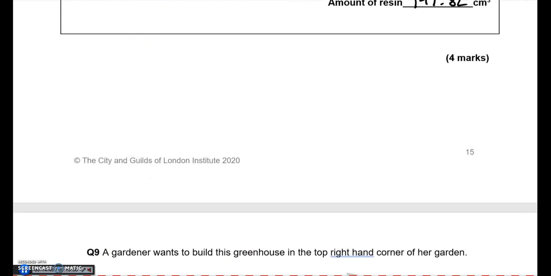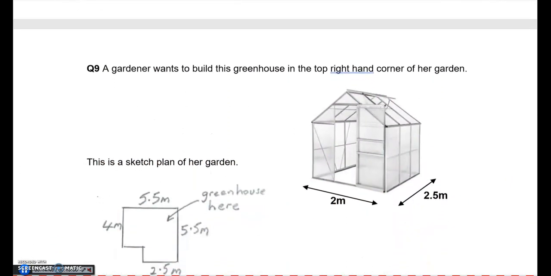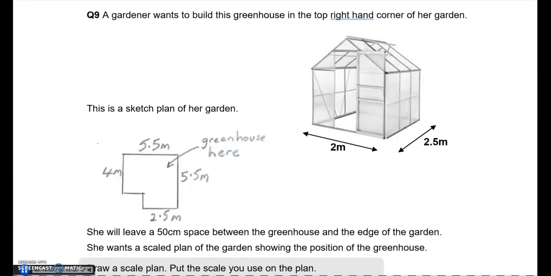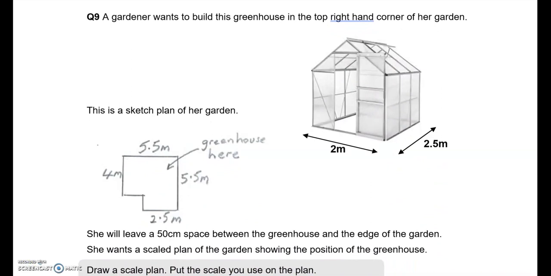Moving on to question 9. A gardener wants to build this greenhouse in the top right-hand corner of her garden. This is a sketch plan for her garden. She would leave a 50 centimeter space between the greenhouse and the edge of the garden. She wants a scale plan of the garden showing the position of the greenhouse. Draw a scale plan, put the scale you use on the plan.